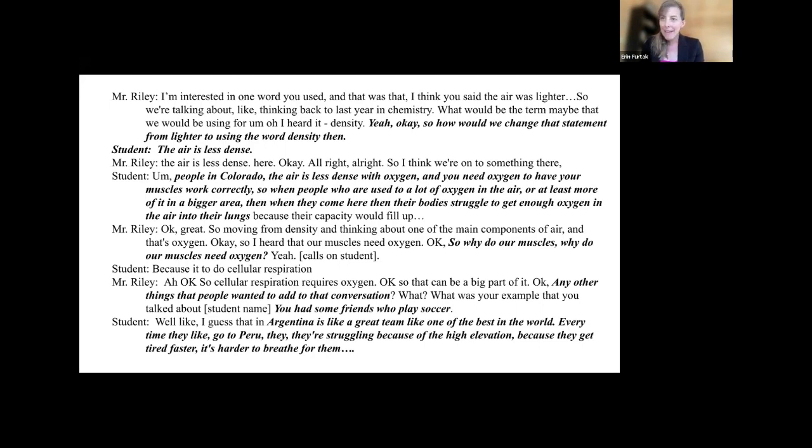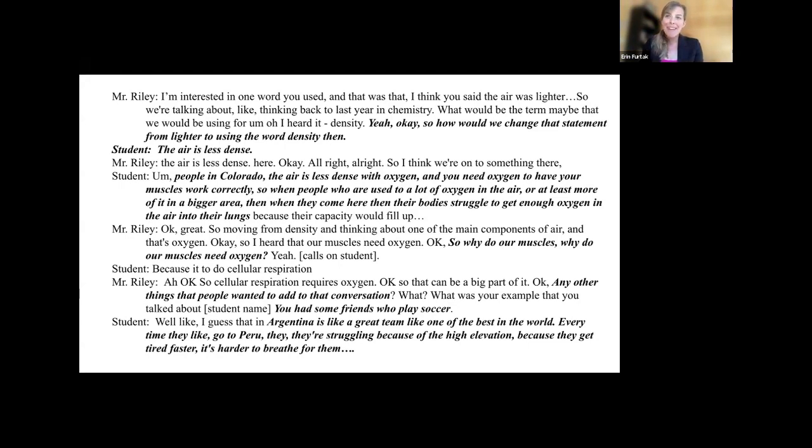And then we see the teacher asking multiple open-ended follow-up questions like, why do our muscles need oxygen? Anybody else want to add something? And really creating this expansive space that ultimately makes room for one of the students to talk explicitly about soccer teams and how the Argentinian soccer team is one of the best in the world. This was even before they had won the World Cup. And how when the Argentinian team goes to Peru, they're struggling because of the higher elevation, and it makes it harder to breathe.